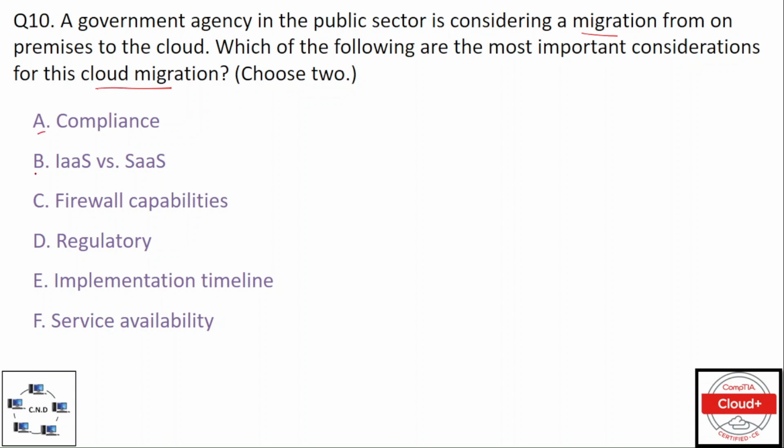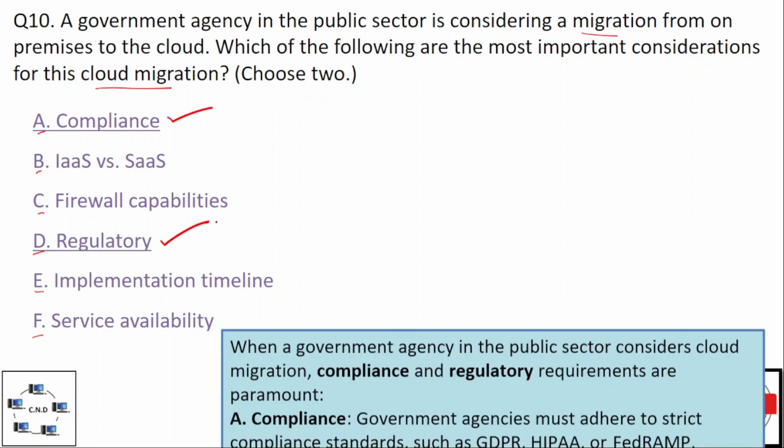Option A, compliance. Option B, infrastructure as a service versus software as a service. Option C, firewall capabilities. Option D, regulatory. Option E, implementation timeline. And option F, service availability. And the correct options are option A, compliance, and option D, regulatory.